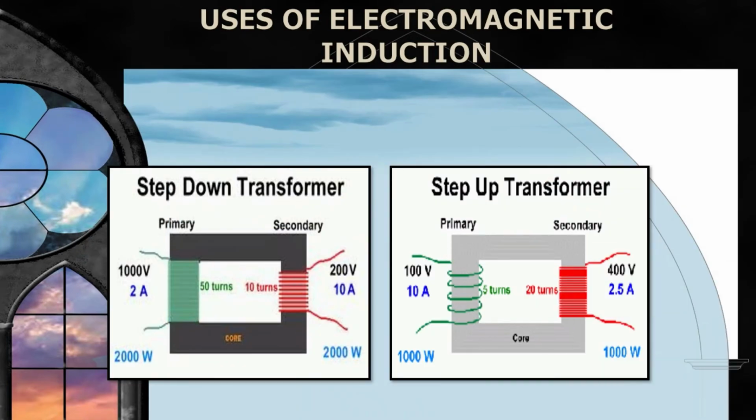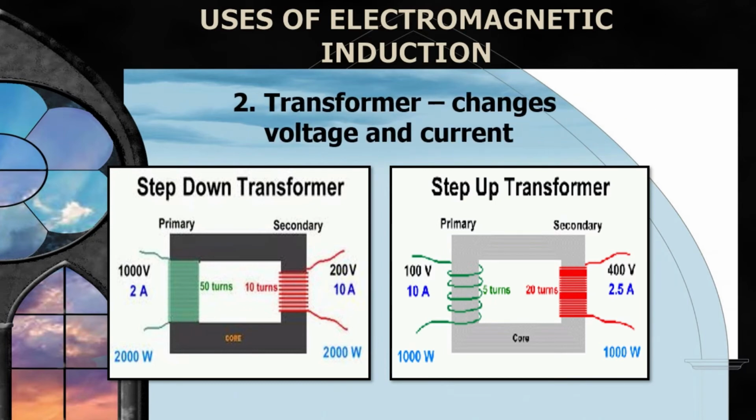Another use of electromagnetic induction is through transformers. Transformers change the voltage and the current. Under transformers, we have two kinds: the step-down transformer and the step-up transformer. Whether it is step-up or step-down depends on the number of turns. It is called a step-down transformer because the number of turns of the coil of wires, as you can see, decreased from 50 to 10 turns.